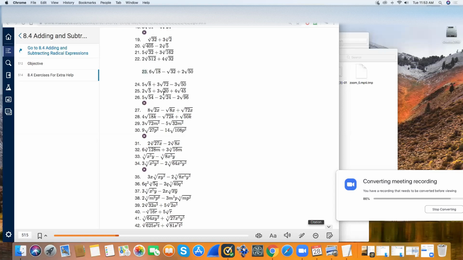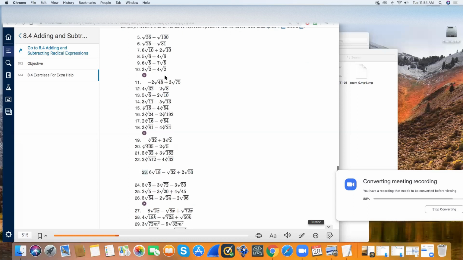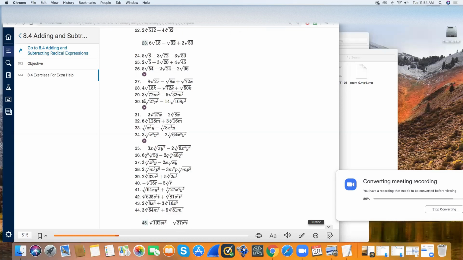So the question is to basically simplify. Assume all the variables are positive. So we just need to simplify this. For example, if you look at number, let's say number 6, to simplify this, the square root of 25 is 5, minus the square root of 81 is 9. So 5 minus 9 is -4, right? This one is kind of similar, but a little more complex. So let's do that.